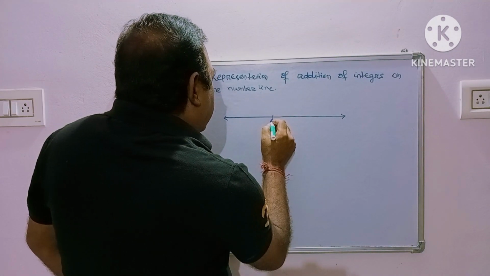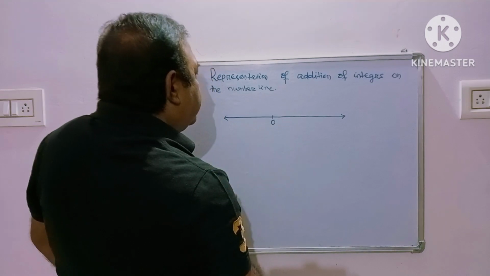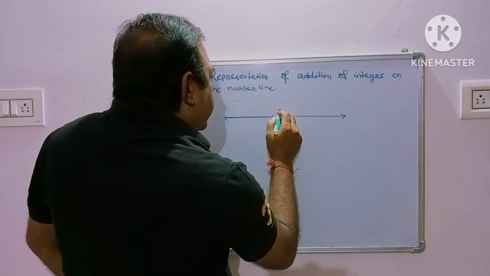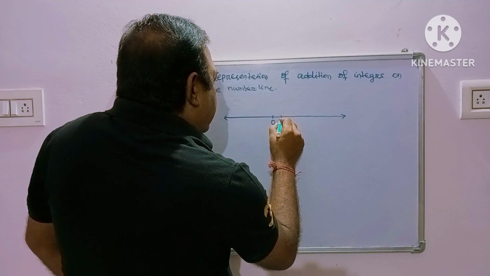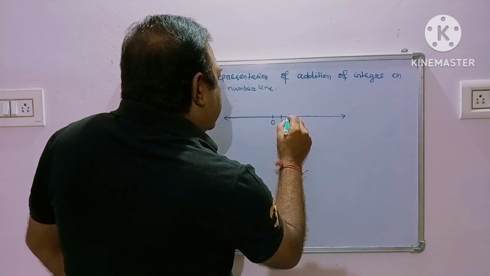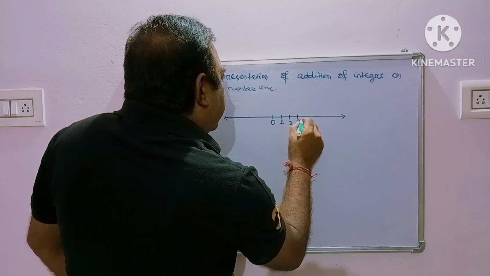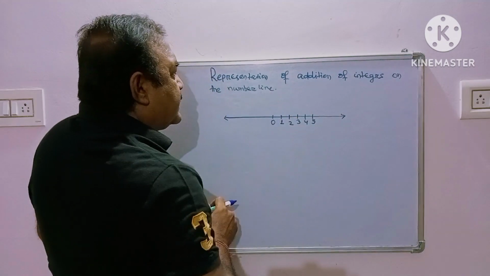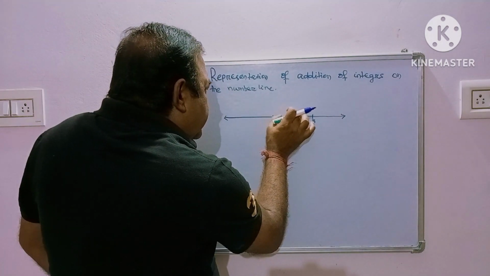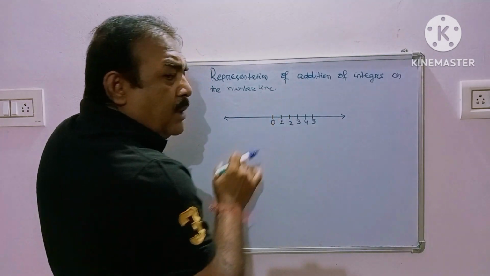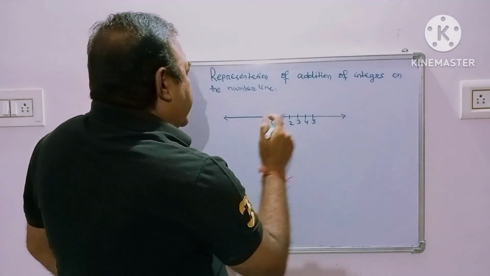Mark a point, label it 0, and create unit distances towards the right. You mark a second point, write 1, 2, 3, 4. These are the unit distances. The measurement of each distance is equal. All these unit distances are of equal length. You will just proceed like this.